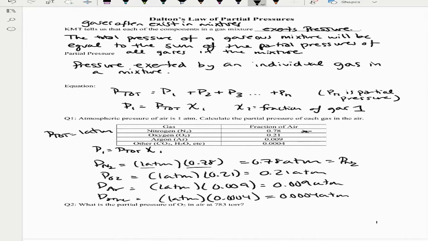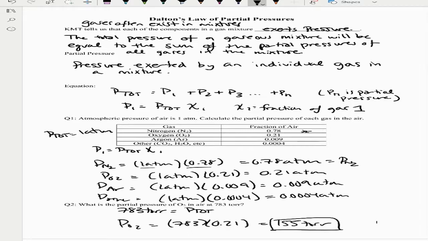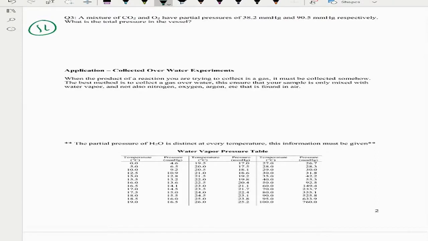Question 2, what is the partial pressure of O2 in air that is 783 torr? In this case, 783 torr is P total, and then we can do the same thing as we did before, getting an answer of 155 torr. Pause and try question number 3.